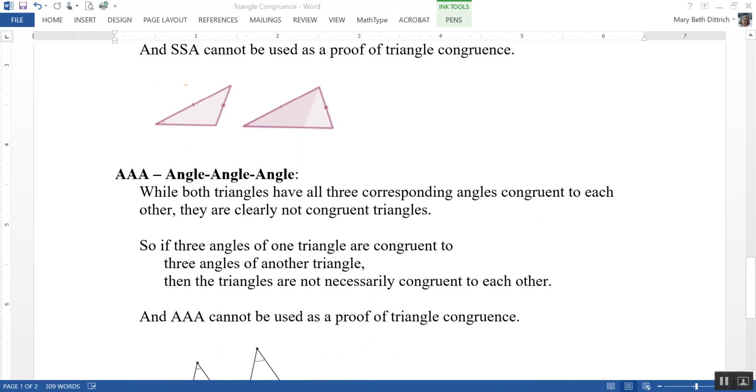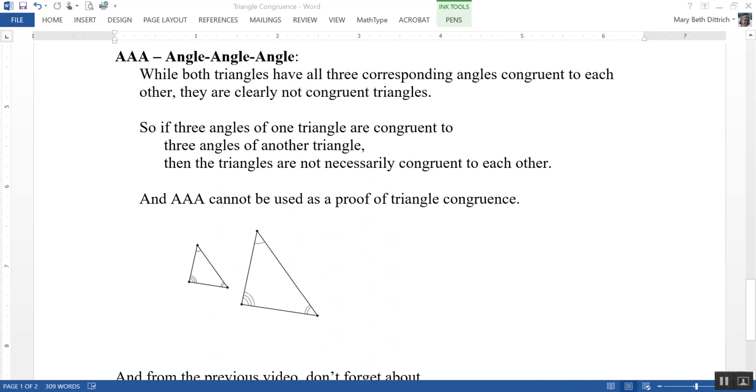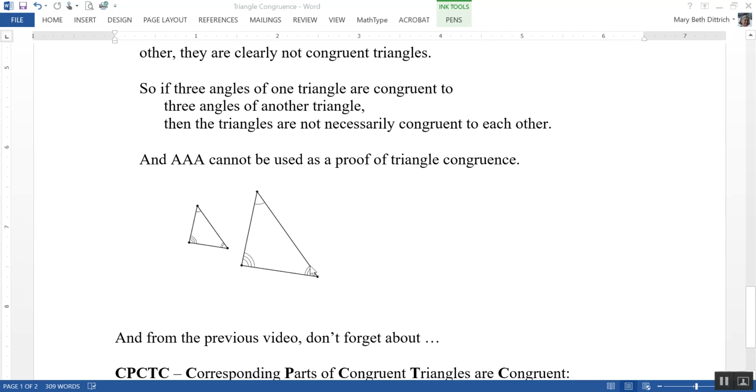The other one that you saw was AAA, or angle, angle, angle. And you can see from the picture here that while both triangles have all three corresponding angles congruent to each other, clearly these are not two congruent triangles. One is clearly larger than the other. So we do have three corresponding congruent angles, but we cannot say that those triangles are necessarily congruent to each other. So AAA cannot be used as a proof of triangle congruence.